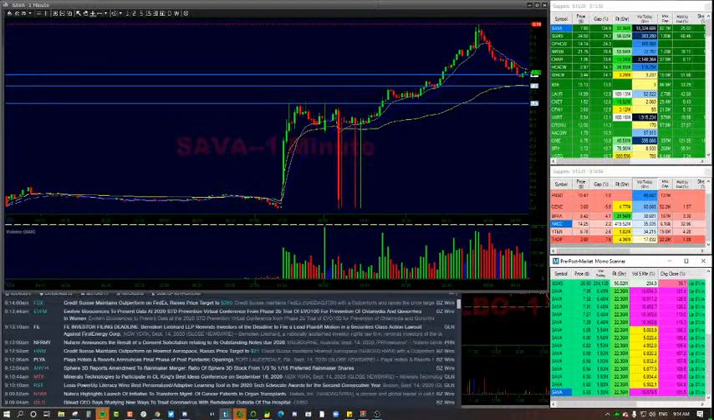So let's see what they're trying to do. I mean, it's definitely holding around this area. Market open, they might push it higher, so Ross is not able to push it.